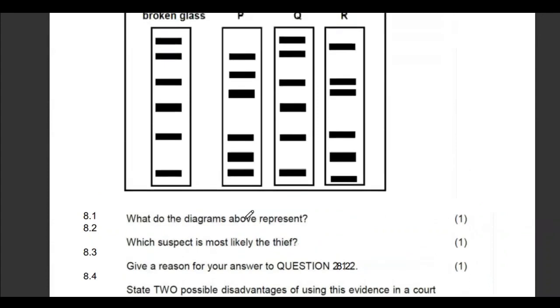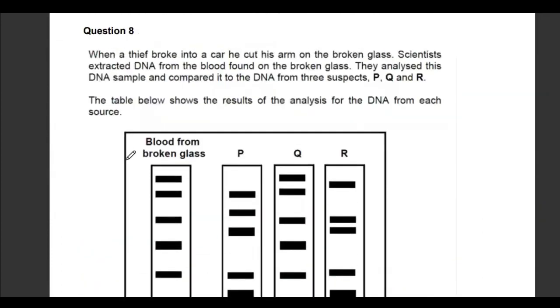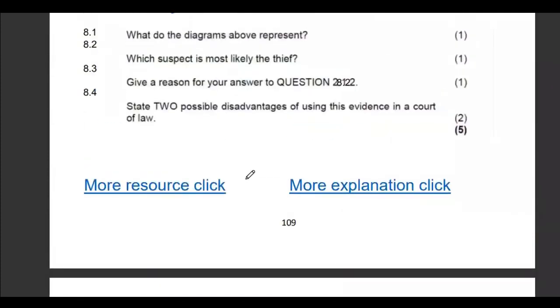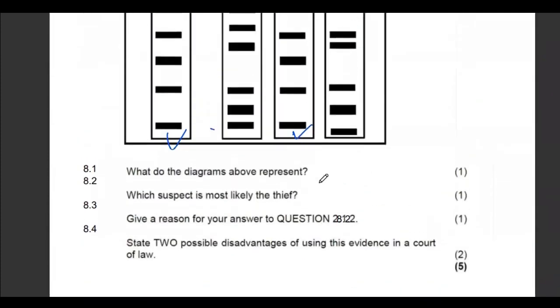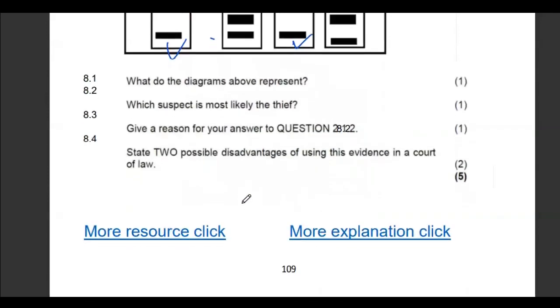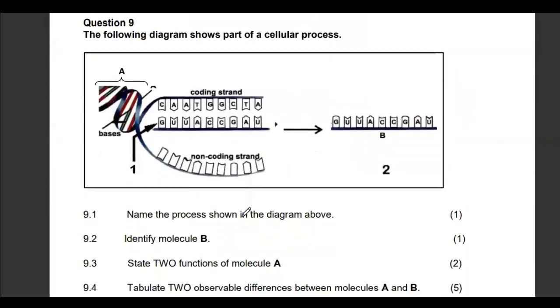Give a reason. So the suspect, if you look at them, you find out that Q is most likely to be the suspect because the bands of broken glass are matching with that of Q. So they're saying name two possible disadvantages of using this evidence in the court. It might not be 100% accurate because, number one, human error, and also it may not be unique if a small sample is used. Also, a human being can manipulate them, so it may not be 100% accurate.